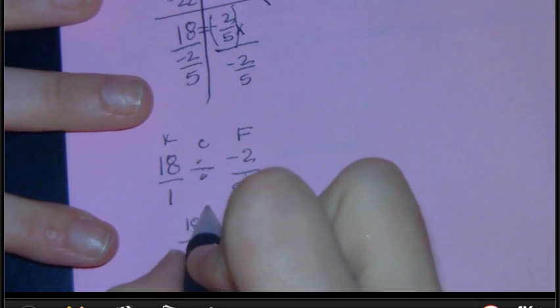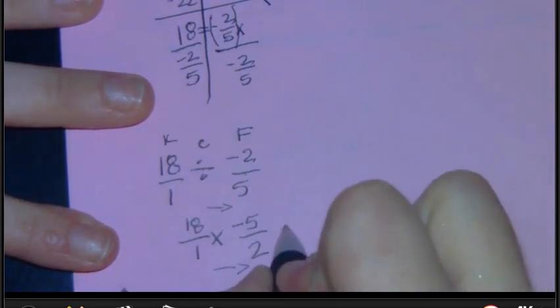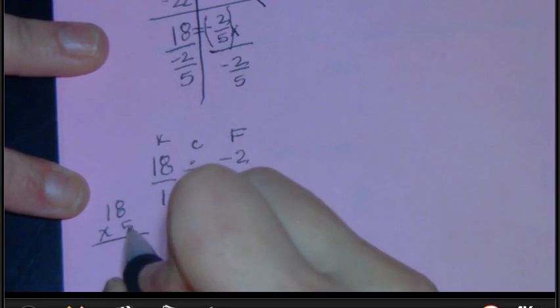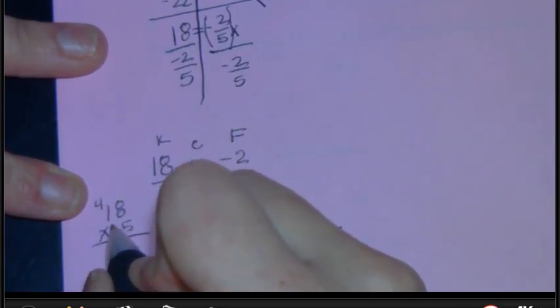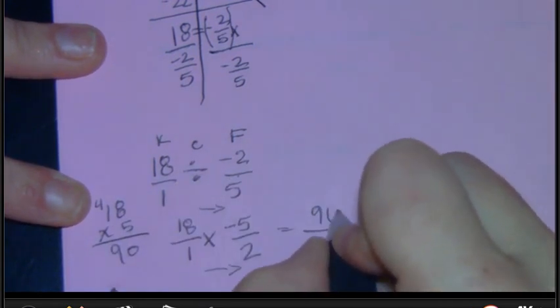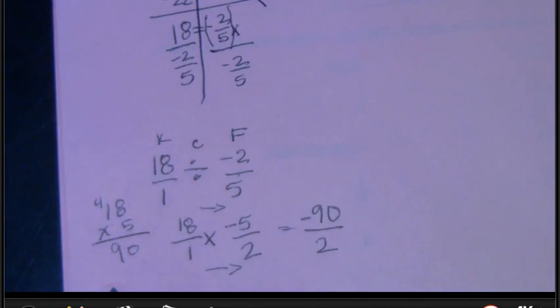And then how we multiply fractions is we multiply straight across. I'm going to do the easy one first. 1 times 2 is 2. So then I have 18 times 5. 5 times 8 is 40. 5 times 1 is 5, plus 4 more is 9. So I'm going to have negative 90 over 2.